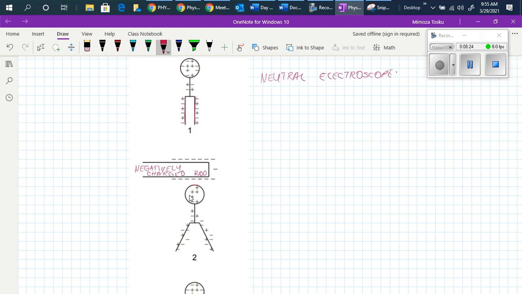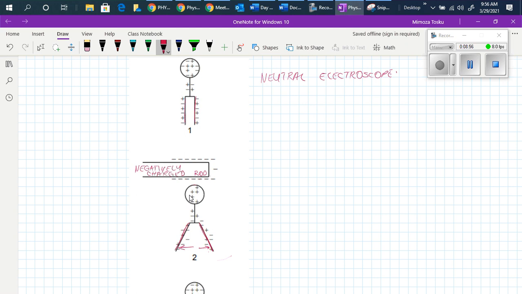And as soon as they reach the gold leaves here, being two same or like charges, they will repel each other. And this is the indication that the electroscope is charged. Okay, when you see that the gold leaves are apart from each other, then the electroscope is charged.